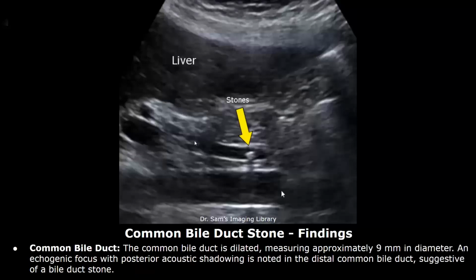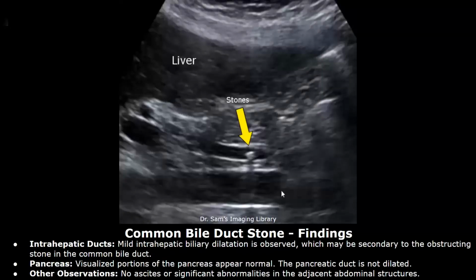The common bile duct is dilated, measuring approximately 9 mm in diameter. An echogenic focus with posterior acoustic shadowing is noted in the distal common bile duct, suggestive of a bile duct stone. Intrahepatic ducts. Mild intrahepatic biliary dilatation is observed, which may be secondary to the obstructing stone in the common bile duct. The pancreas and other abdominal structures were normal.